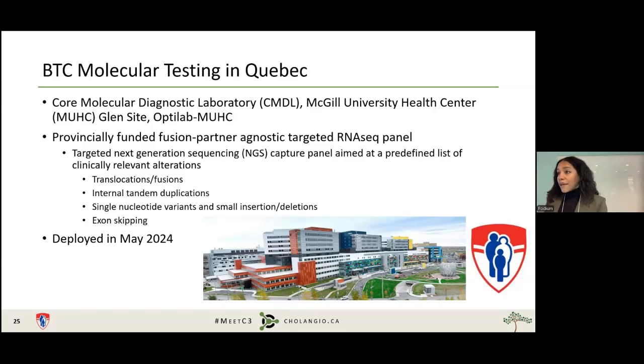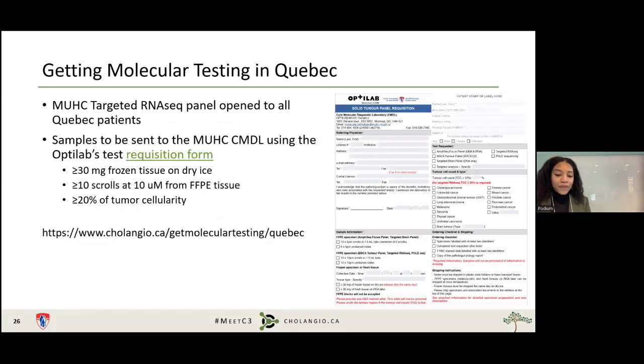So we have the RNA-seq panel at McGill, and that, as Dr. Feilotter explained, allows us a good opportunity to test for the fusion specifically, but also gives us an opportunity to test for some of the single nucleotide variants. And officially, it has been deployed for a little under a year. So it's our experience since May 2024.